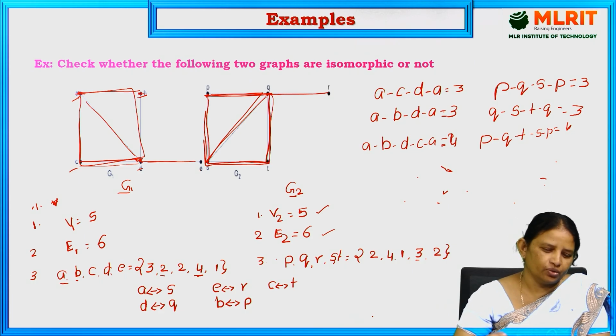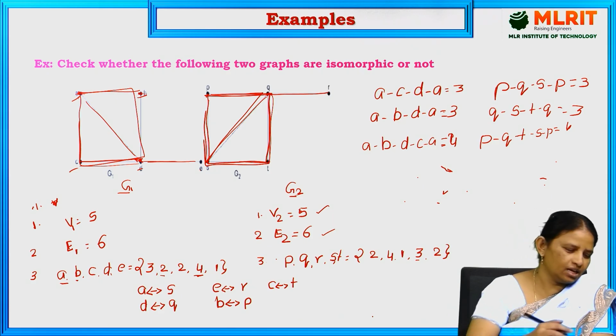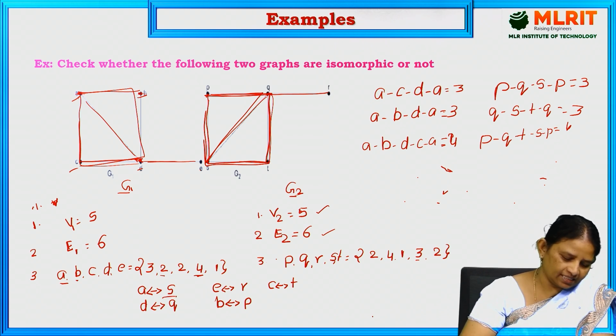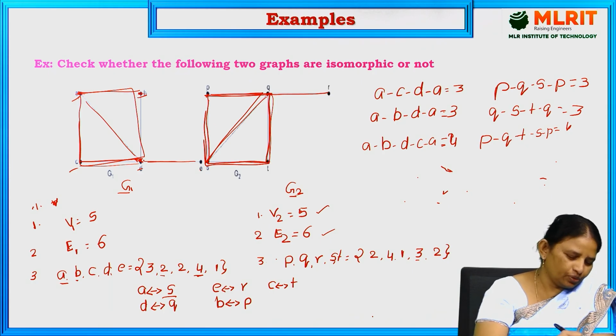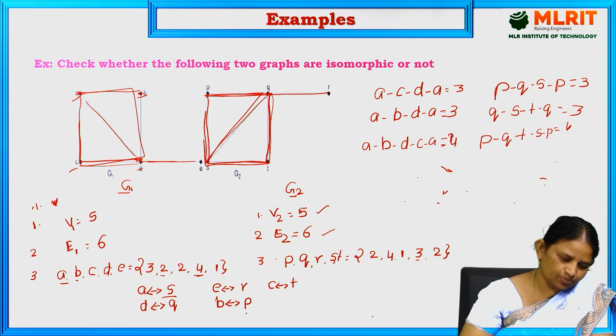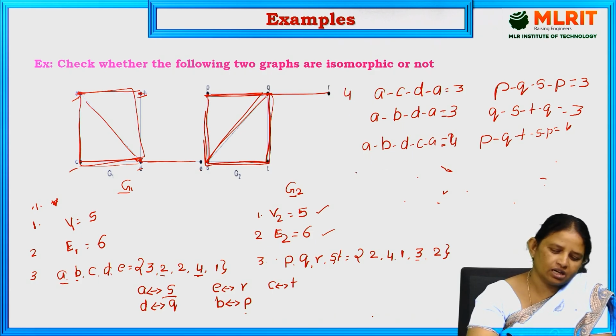Now we need to find out the adjacency matrix. Edge preserving means A to B. A is represented as S, B is represented as P, S to P, edge is present. Yes. Next, B to D, B is represented as P, D is represented as Q, P to Q, edge is present. That means edge preserving is also satisfied. The fourth condition and fifth condition, edge preserving, is satisfied.